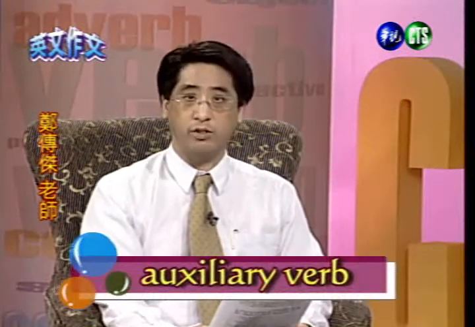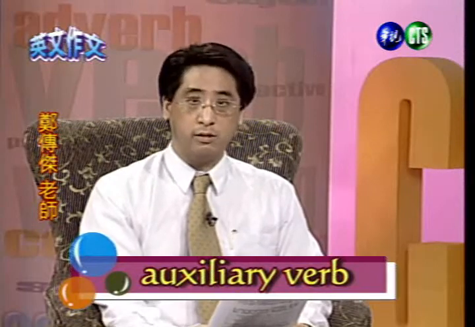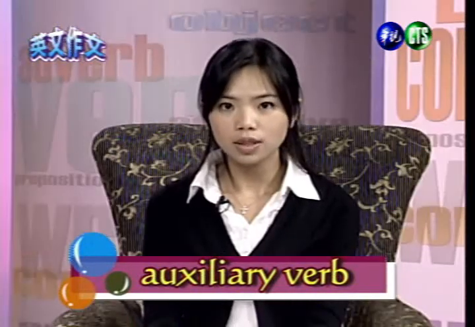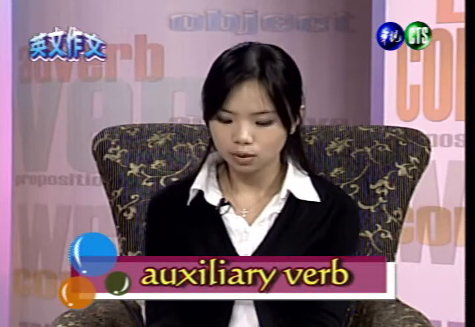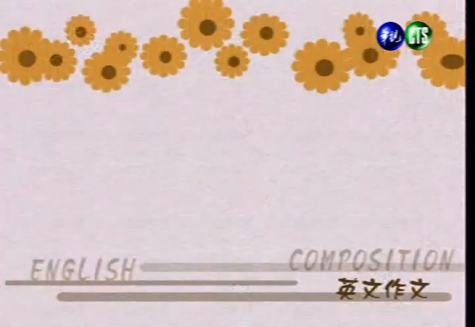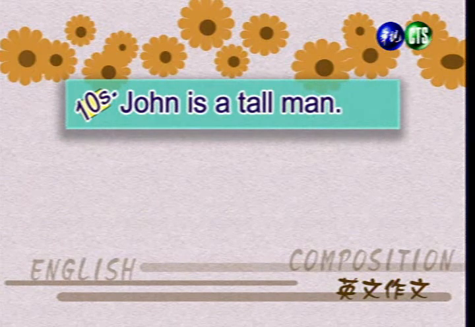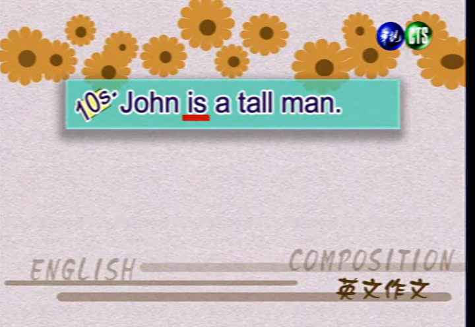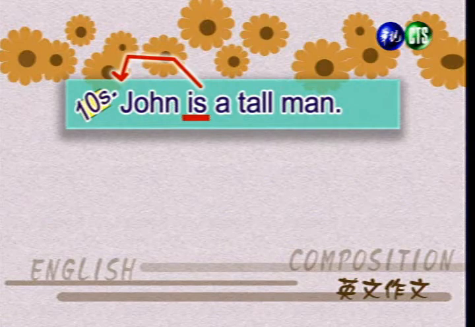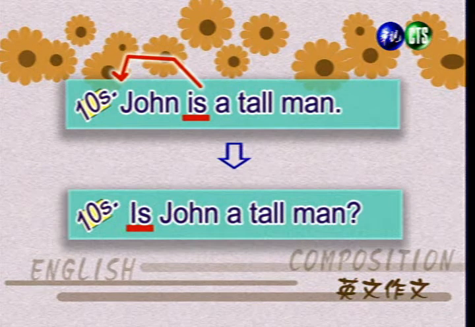Some sentences do not have an auxiliary verb. In sentences with just the be verb, for example, you move the be to the front of the sentence. So to make the sentence, John is a tall man, into a question, we move is to the front of the sentence. And we end up with this question, is John a tall man?